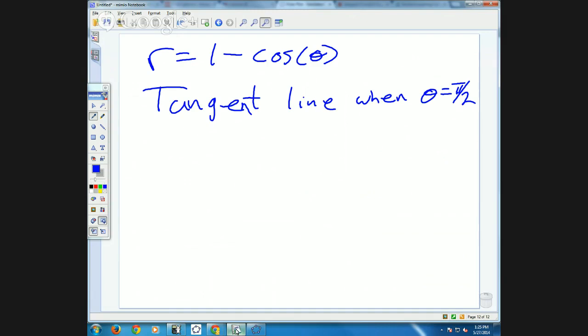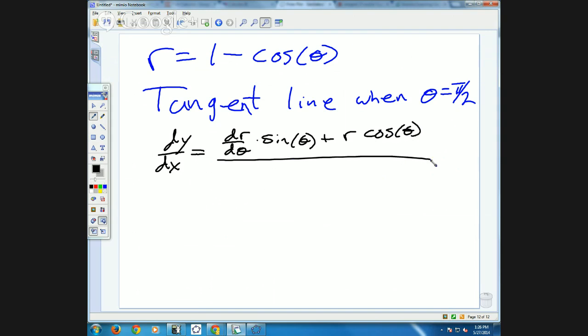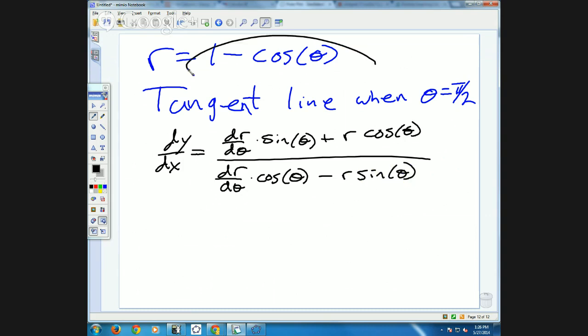Guess what formula you need next? That crazy one. Yeah. See if I can get it right without looking. So dy/dx is equal to dr/dθ times the sine of theta plus r cosine theta, all over dr/dθ times the cosine of theta minus r sine theta. And this is r, which means we also need dr/dθ.